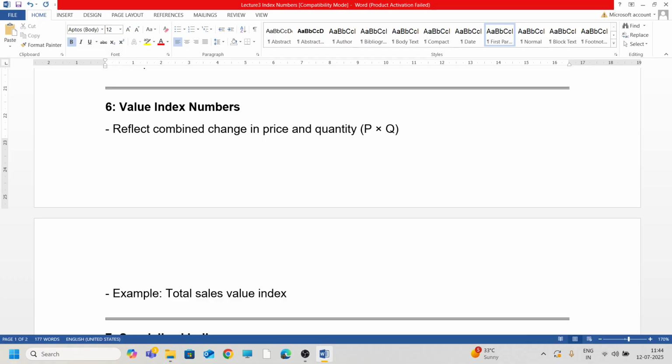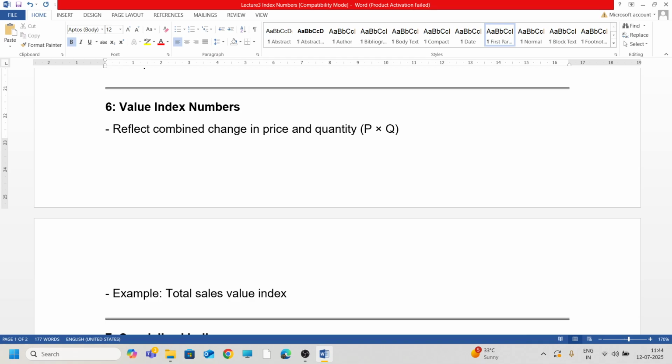Value index numbers consider both price and quantity changes. They are calculated by multiplying the price and quantity for different items and comparing the totals across time. For instance, total sales value across years can be studied using a value index.